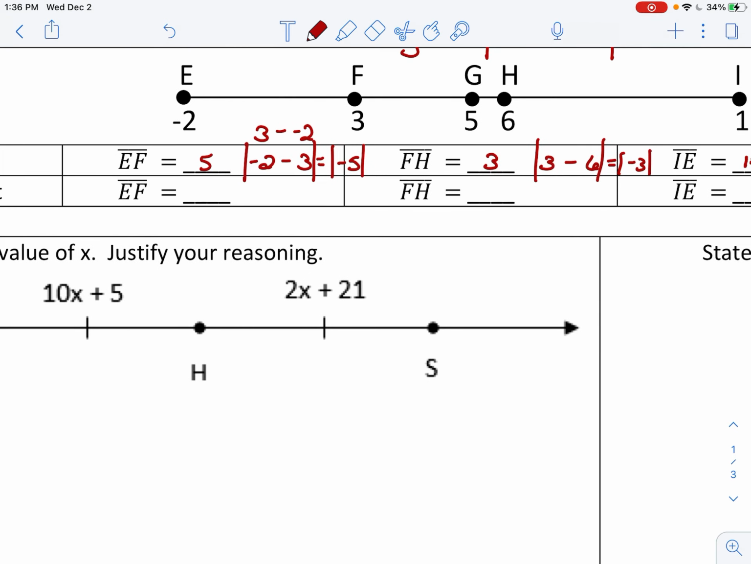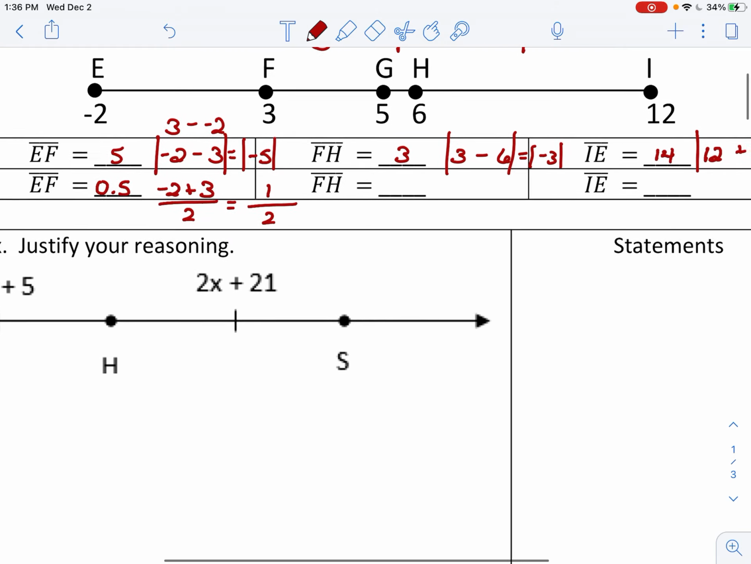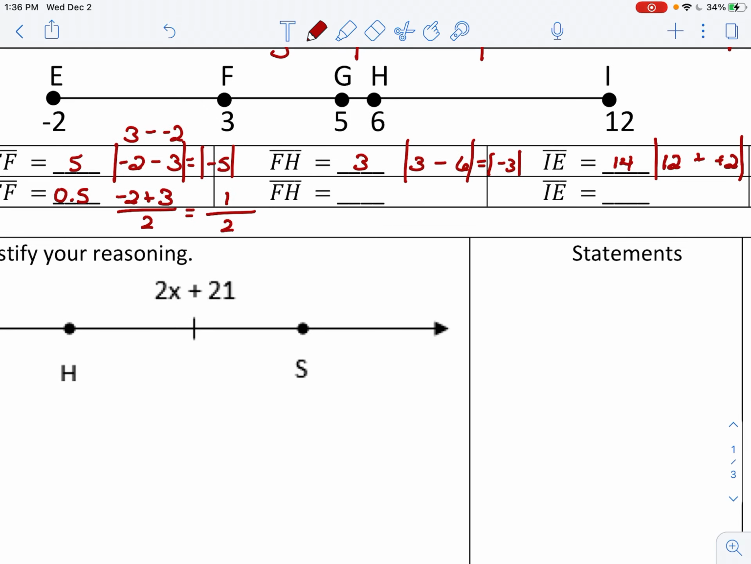So for EF, I'm going to take those same two numbers, -2 and 3. And just like before, the order doesn't matter. Take your two numbers, put a plus sign in between, and then cut it in half. I'm going to add first, because you have to add first. -2 plus 3 is +1. Half of 1 is 0.5. So sometimes you'll get not whole numbers, and that's just going to be okay.